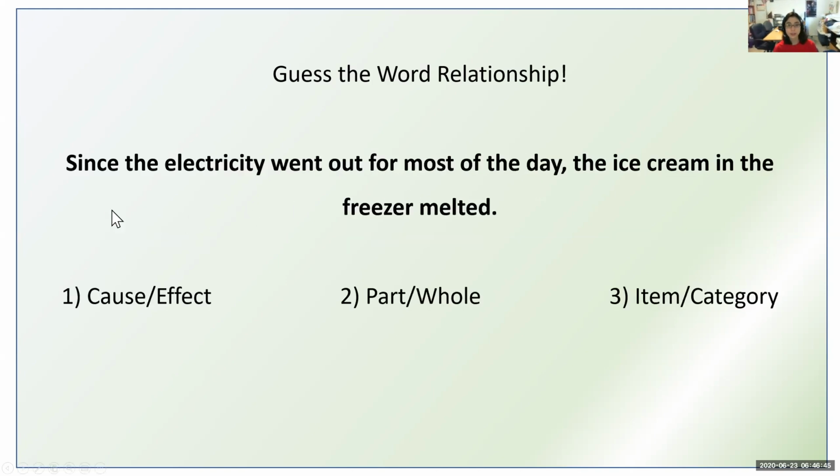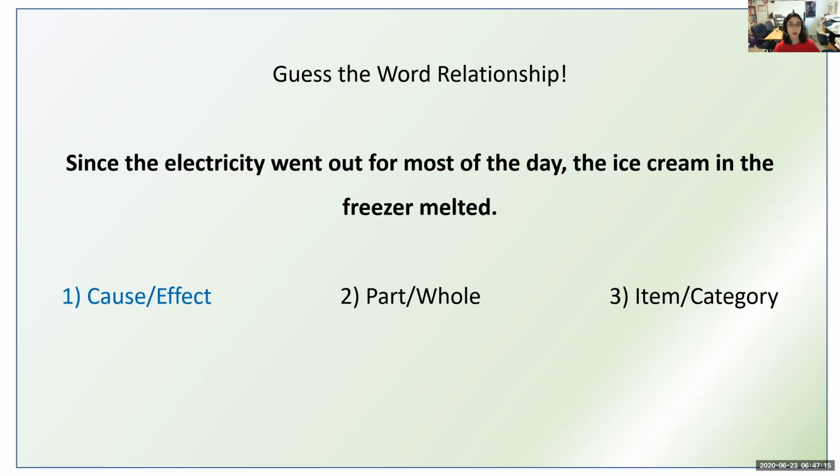Since the electricity went out for most of the day, the ice cream in the freezer melted. So is this going to be a cause-effect, a part-whole, or an item category relationship? Again, is one thing causing another thing? Or is it part of the whole? Or is it falling under a larger category?